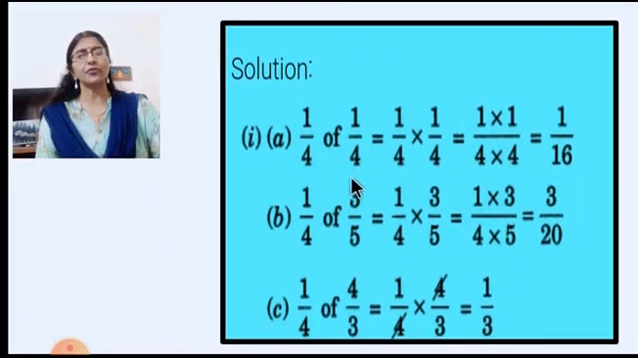1/4 of 1/4. So you will write 1/4 into 1/4. So numerator will be multiplied. 1 into 1 is 1. 4 into 4 is 16.